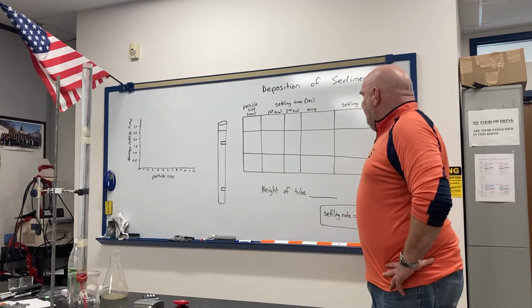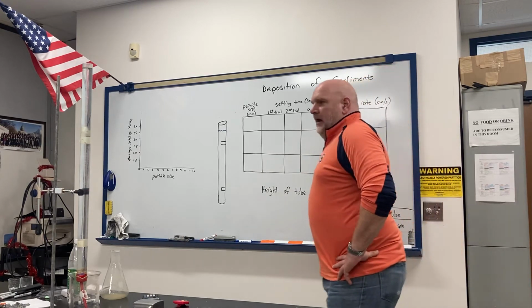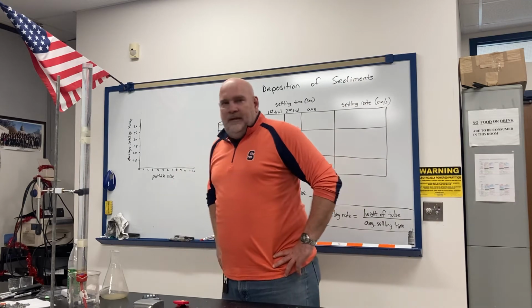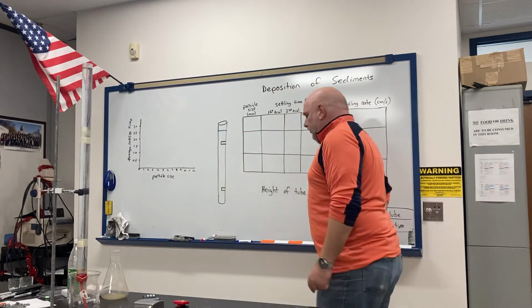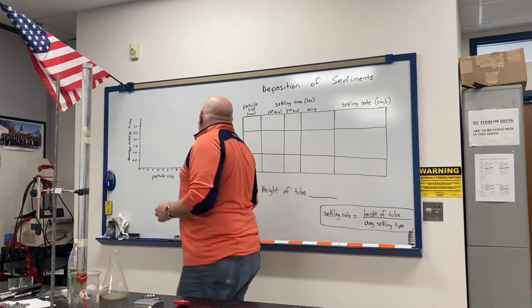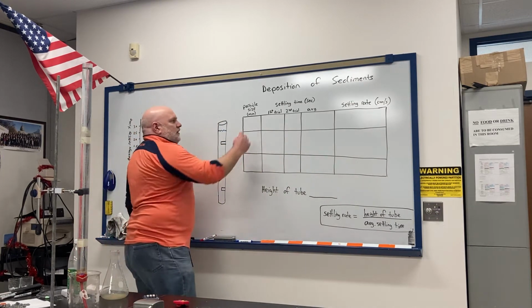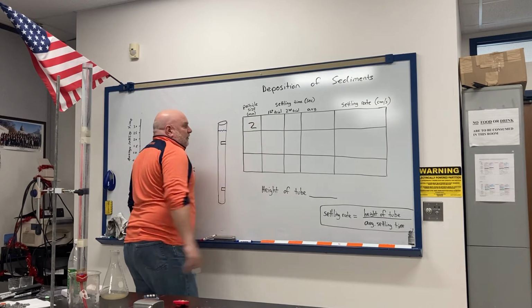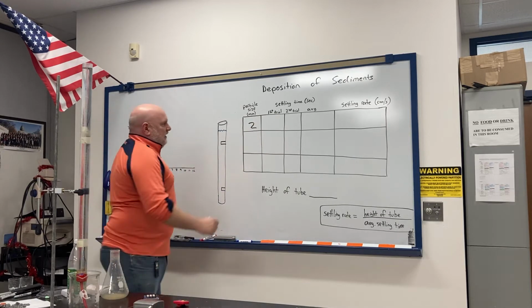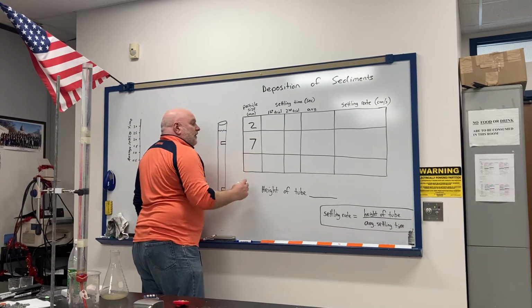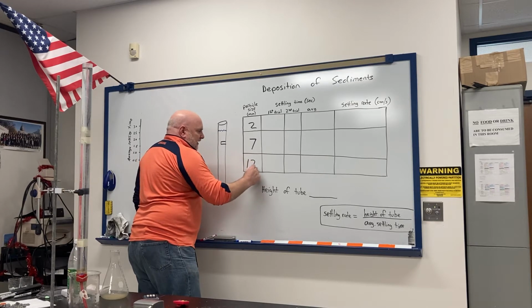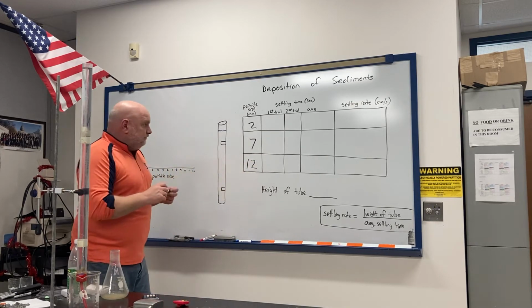So what we have is a tube full of water, and we're going to drop 3 different sized particles in there. The first one is 2 millimeters in diameter. The second one is 7 millimeters in diameter. And the third one is 12 millimeters in diameter.